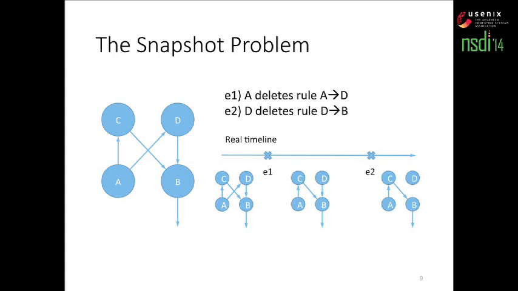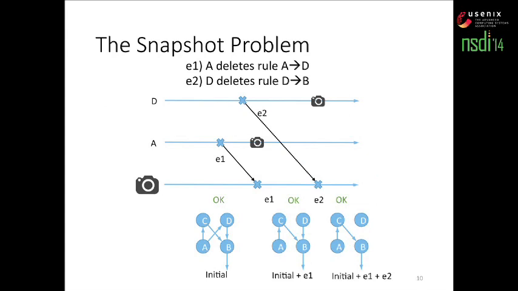And there's an event E1 where A deletes rule A to D. We delete an edge from our forwarding graph. And there's an event E2 where D deletes rule D to B. If we put these two events on our timeline, we basically have three states: the initial state, initial state plus E1, and initial state plus E1 plus E2.